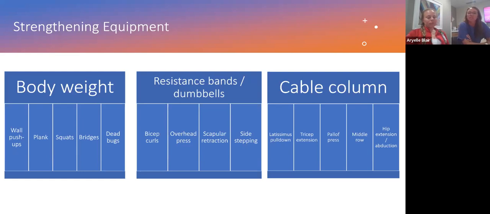There's strengthening examples here. So you have bridges, you have examples of resistance bands, and that's a good example of how to do a squat that's safe because she's sitting down with a chair behind her in case you get to a point where you feel like you can't get back up.